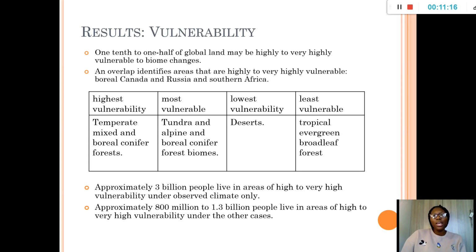Approximately 3 billion people live in areas of high to very high vulnerability under observed climate only. So this is about half of the world's population. Approximately 800 million to 1.3 billion people live in areas of high to very high vulnerability under the other cases. The other cases being the interaction of observed climate and the projected change in potential vegetation.